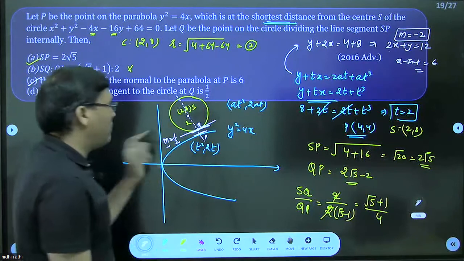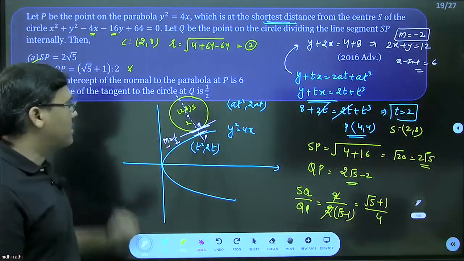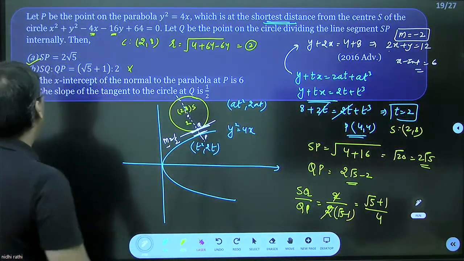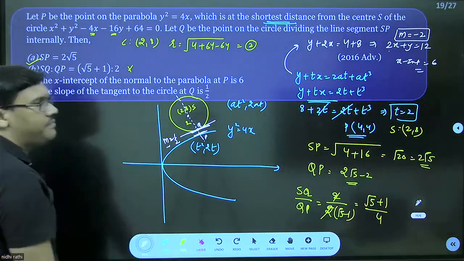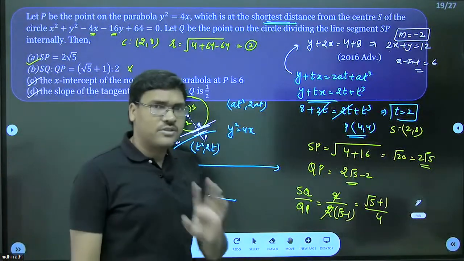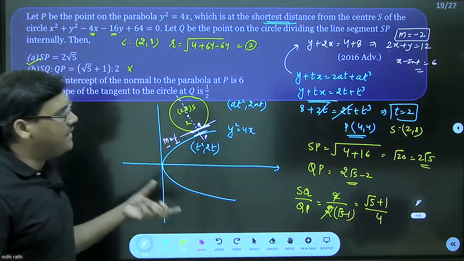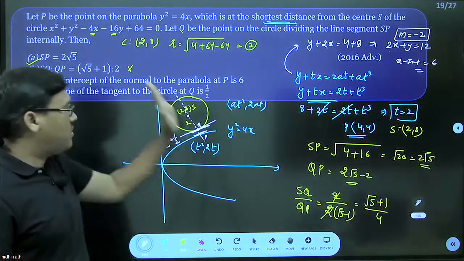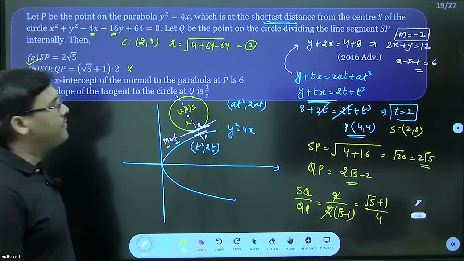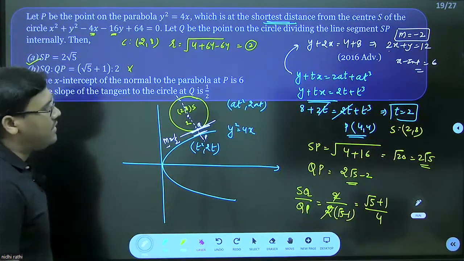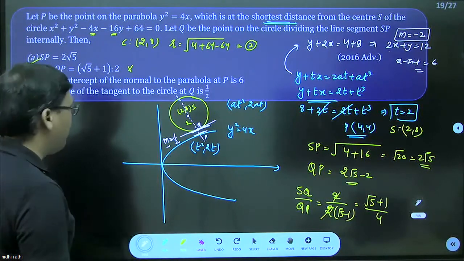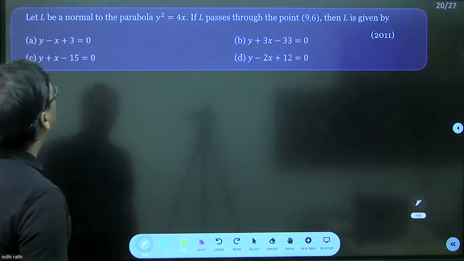So m1 m2 equal to -1, so you can say the slope is equal to half. That is option D is also correct. So I hope you have understood. It's a very easy question. You have to just identify the shortest distance is along the common normal. Okay. So again, I hope this is clear. Now let's move to the next question.